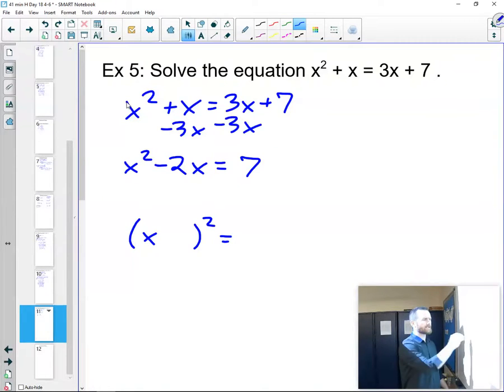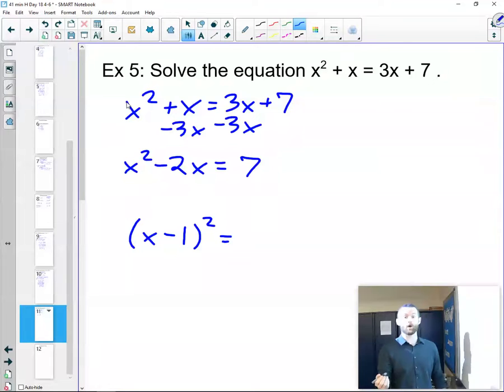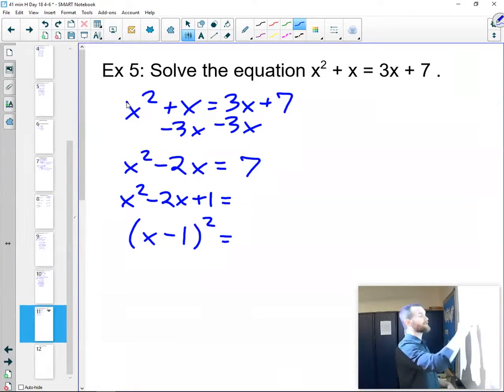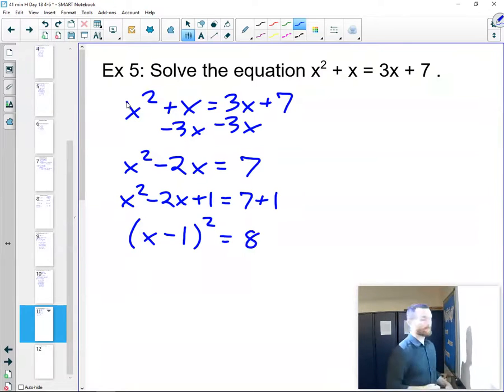It's going to be negative 1 because it has to be half of our b term, half of that negative 2. Or I guess a better way to say it is just half of b. So let's see. (x minus 1) squared actually equals x squared minus 2x plus 1. So we add 1 on the left side, so we're adding 1 on the right side. So that becomes an 8.